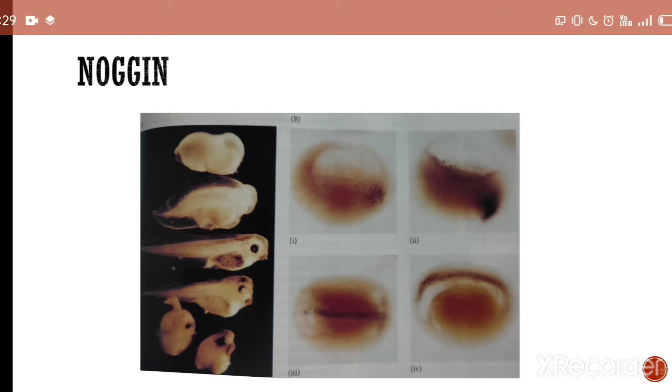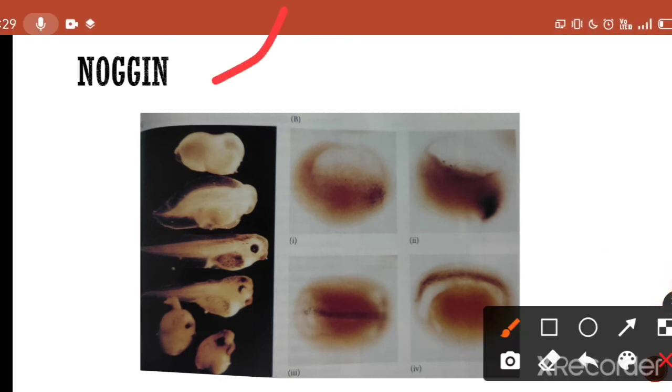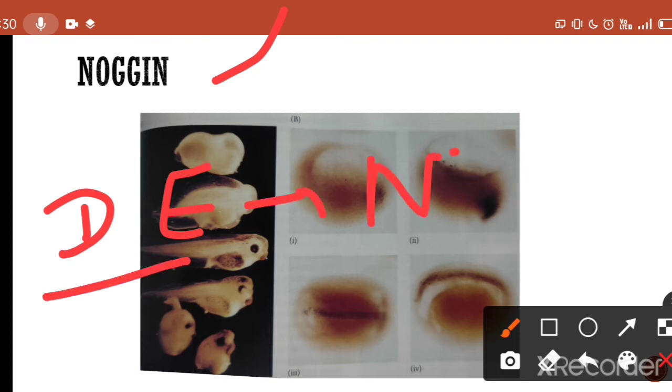Next one is noggin. Noggin is nothing but a secreted protein that is able to accomplish two of the major functions of the organizer. It induces dorsal ectoderm to form neural tissue, and it dorsalizes mesoderm cells that would otherwise contribute to the ventral mesoderm. So it inhibits the formation of ventral mesoderm and results in the formation of dorsal mesoderm.